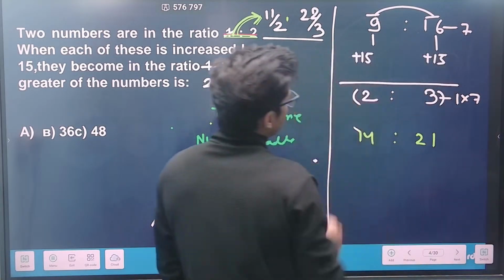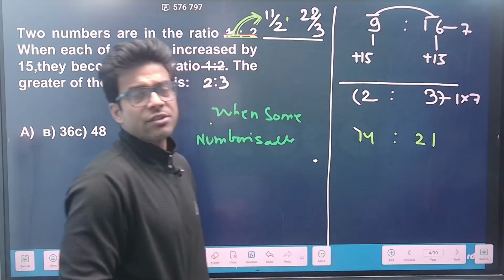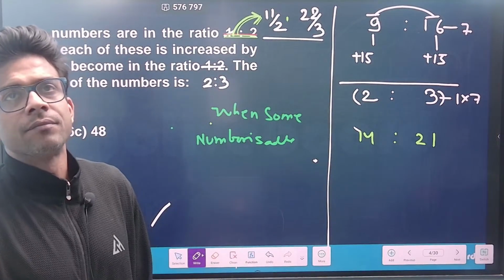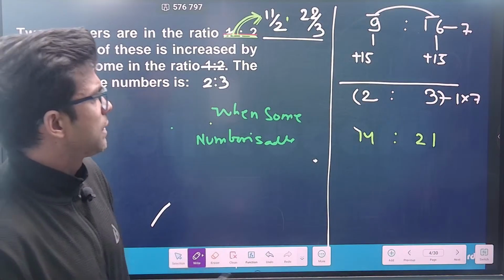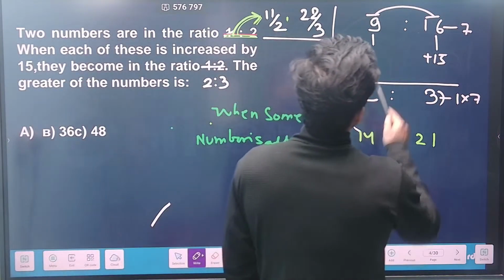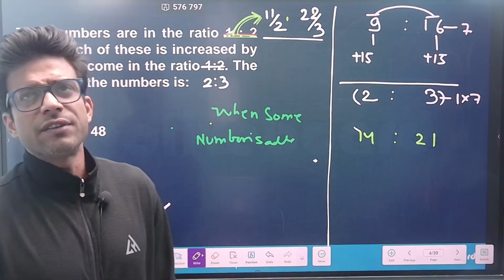Now can I say the ratio is equal now? Come on everyone, is it clear now? The difference is the same. Now we have 9 and 16, and 14 and 21. Can I say the difference is the same?